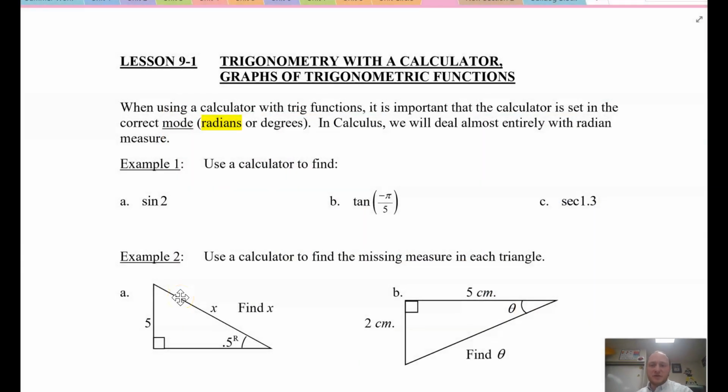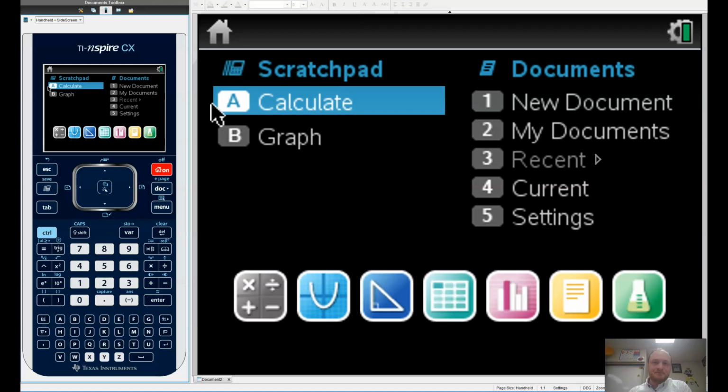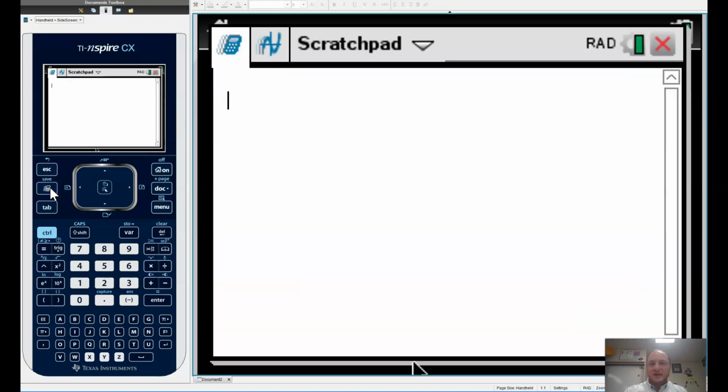The first thing that we're going to talk about is how we use our calculator to help us work with trig. Well, in calculus, we use radians. We don't really use degrees. So with your calculator, it's very important that you're always in radian mode, okay? It's very easy. Here is our TI Inspire, and I'll start out with the scratch pad. Here in the scratch pad, you can see in the upper right-hand corner, it says RAD. It's not telling you that you're rad, even though you may be very rad, but it's saying that you are in radian mode.